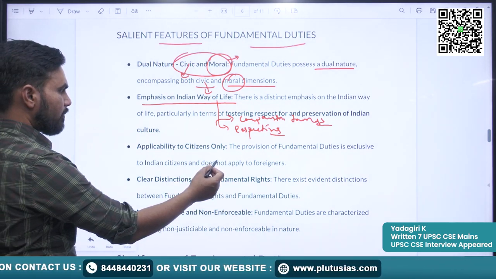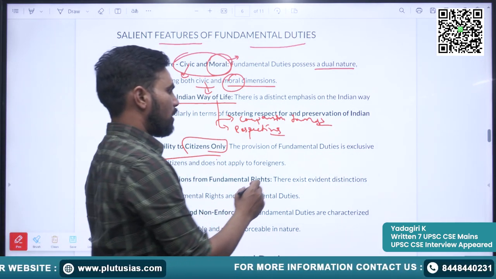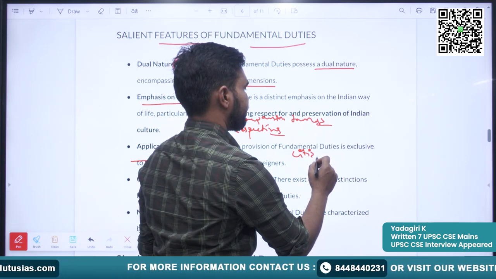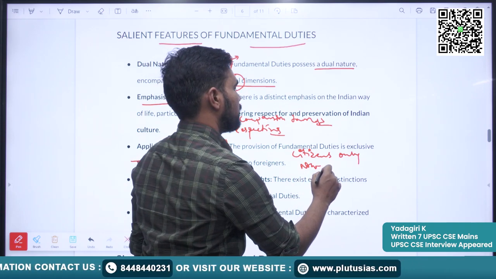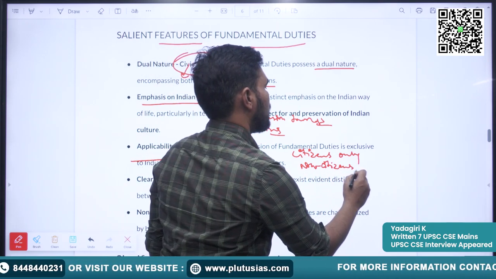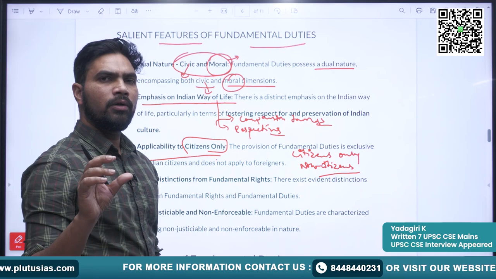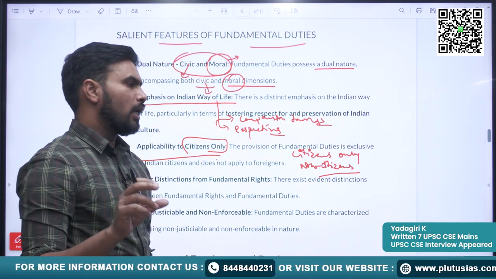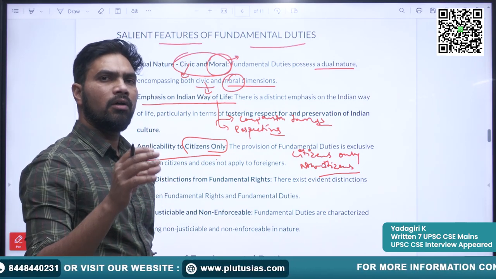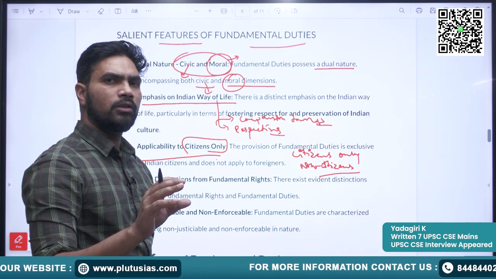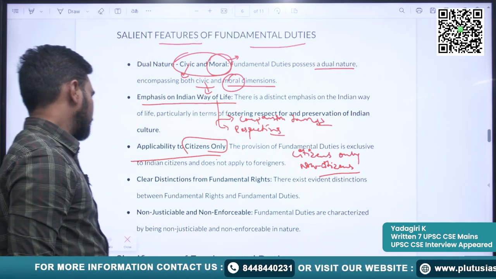Right. Next one is application to citizens only. So the fundamental duties are applicable to citizens only. So they are not applicable to non-citizens. Similarly, when we were discussing the fundamental rights, we discussed that only some fundamental rights are applicable to citizens, and some are applicable to both citizens and non-citizens. I mean, they are available to foreigners also, excluding the citizens of enemy nations.